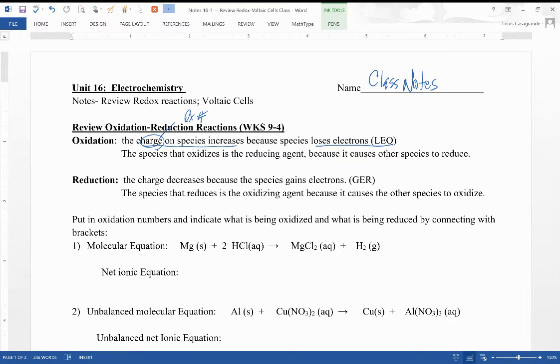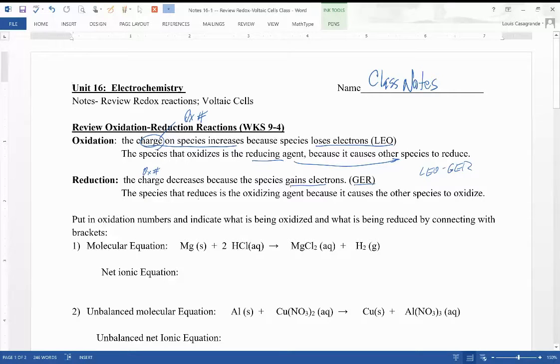The species that oxidizes is the reducing agent because it gives electrons to the other species to reduce it. So we'll talk about those as well. Reduction is when the charge or the oxidation number decreases because it's gaining electrons, and we had GER as gaining electrons is reduction. Remember, LEO the lion says GER to help us remember oxidation and reduction.